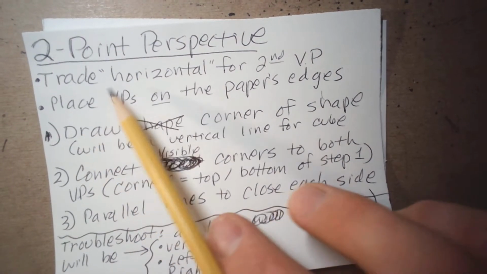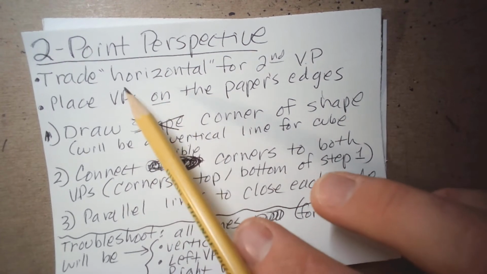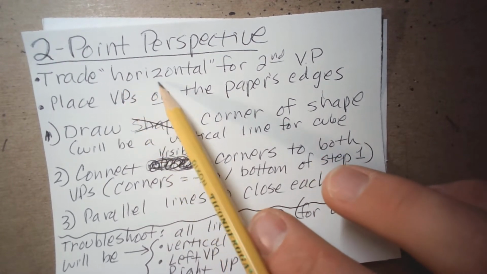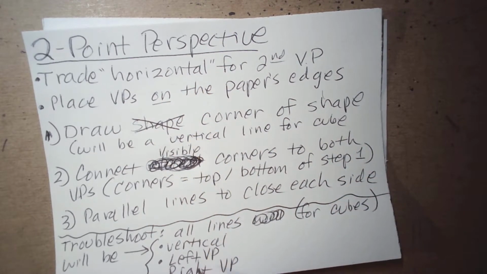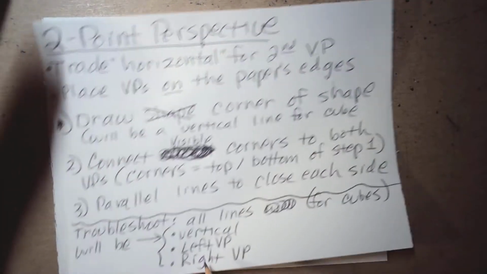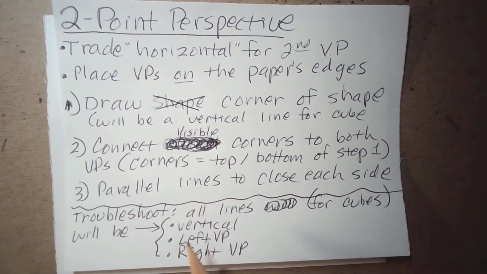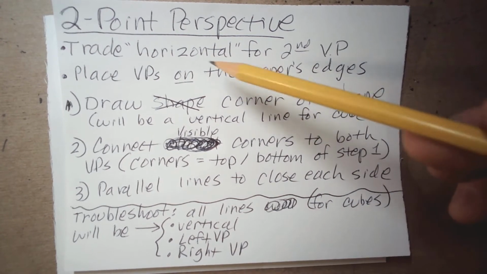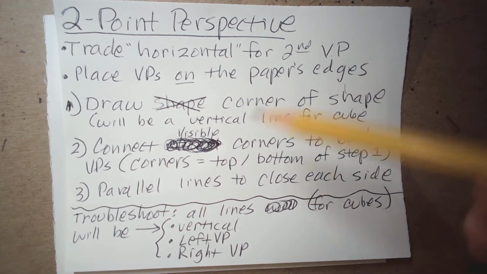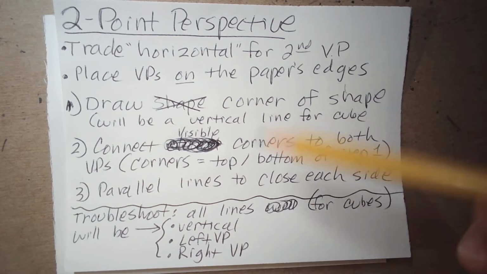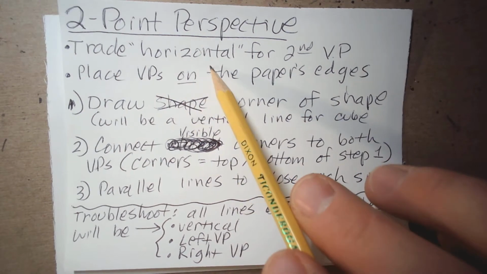What you're doing is you're trading in the horizontal. So we're still working in this perfect world, and for a cube you will have only vertical lines, left vanishing point, and right vanishing point lines. Now when we get to other things, and we'll be doing those today, there'll be exceptions to that. So just like we did with triangles that turned into a prism, this time the triangle will turn into a pyramid. So you'll see some exceptions there.